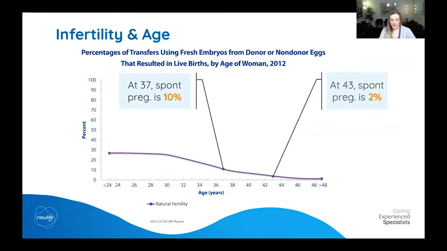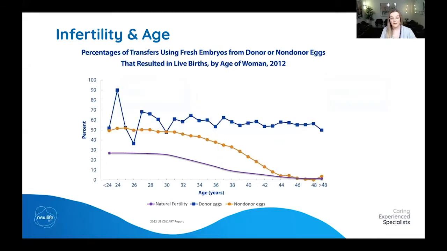Illustrating this another way, this graph demonstrates the chance of successful conception per month or per cycle. The purple line represents your natural fertility or natural cycles. And as you can see, from about age 30, this chance from about 20 to 30% starts to decrease quite significantly. And taking age 43 as an example, the chance of spontaneous pregnancy per cycle is around 2%.